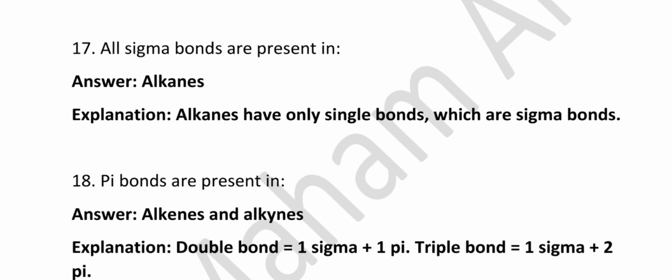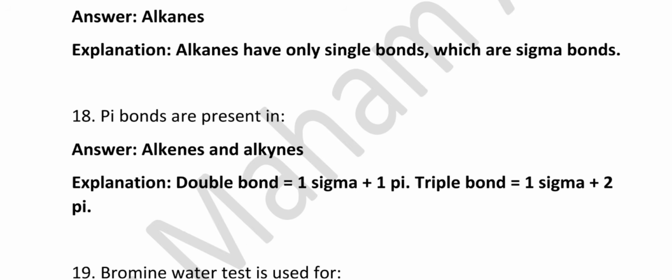All sigma bonds are present in alkanes because alkanes have only single bonds, which are sigma bonds. Pi bonds are present in alkenes and alkynes because a double bond has one sigma and one pi bond, whereas triple bonds have one sigma and two pi bonds.